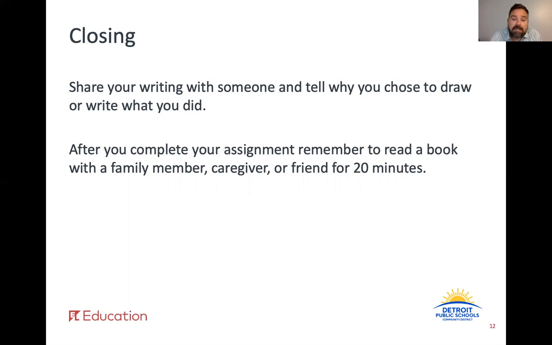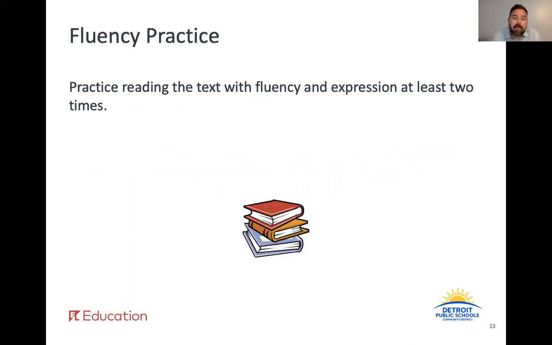Also, remember to read a book today for 20 minutes. You can reread or read with a family member, caregiver, or a friend. For fluency practice today, I want you to read the article from today out loud, or just read 1 article, whichever one. Have an adult read the text to you while you follow along, but then also practice reading or rereading the text at least 2 times on your own.